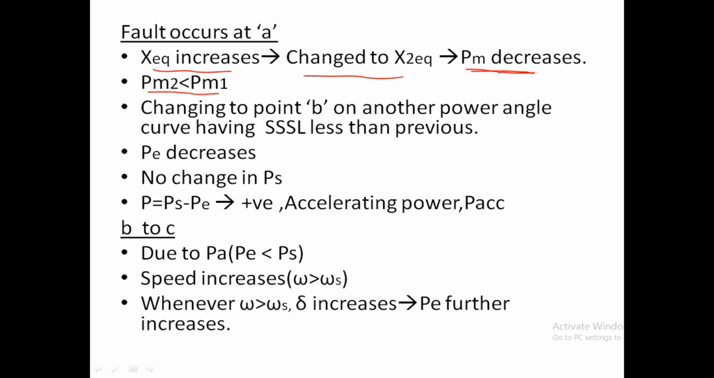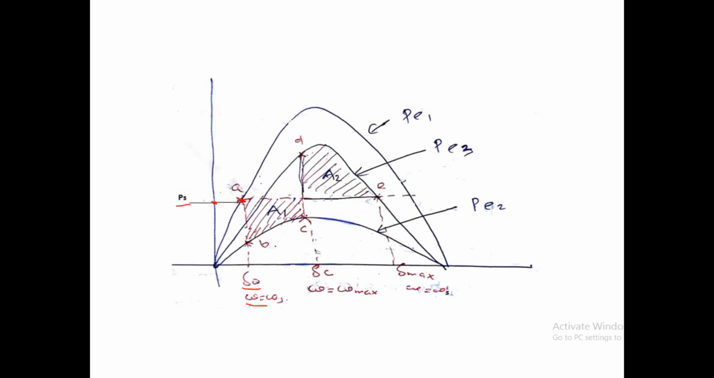So it changes to a point B on another power angle curve having a steady state stability limit, that is, maximum power less than the previous. We can see that in this diagram. From A it goes to B, on another curve having a maximum power less than the previous one. Now at this B, what is the electrical output? The electrical output is less than PS. You can clearly see that the value of PE is less than PS.